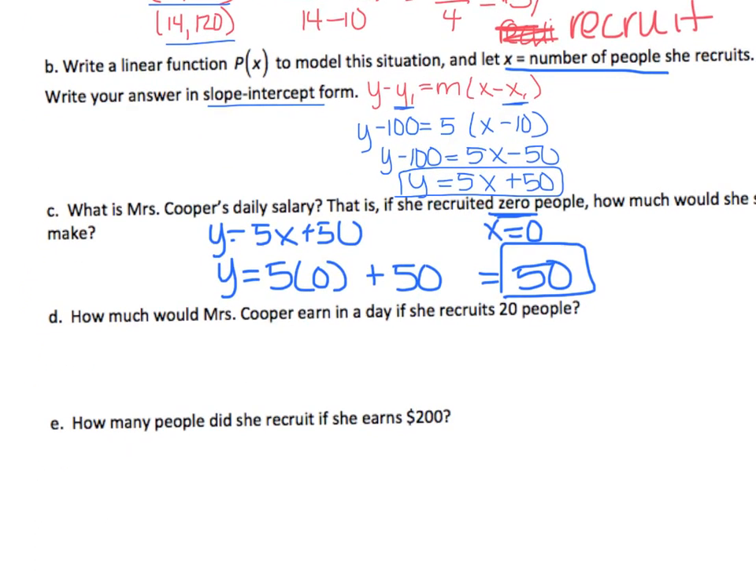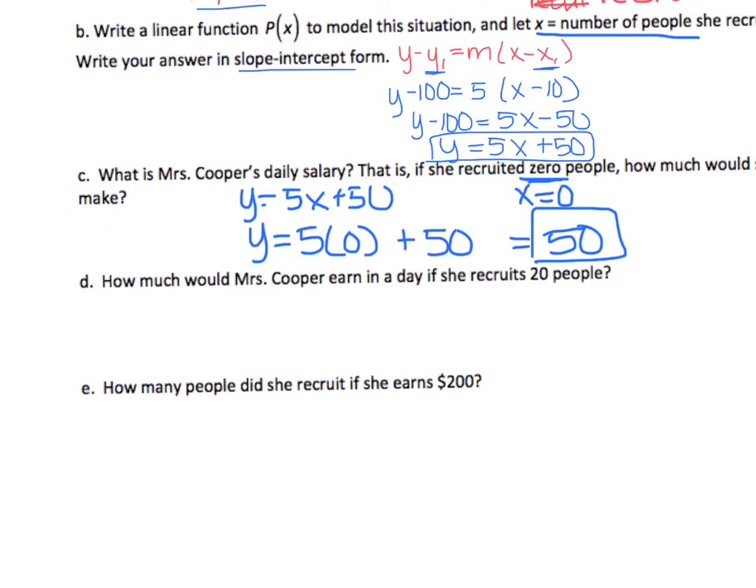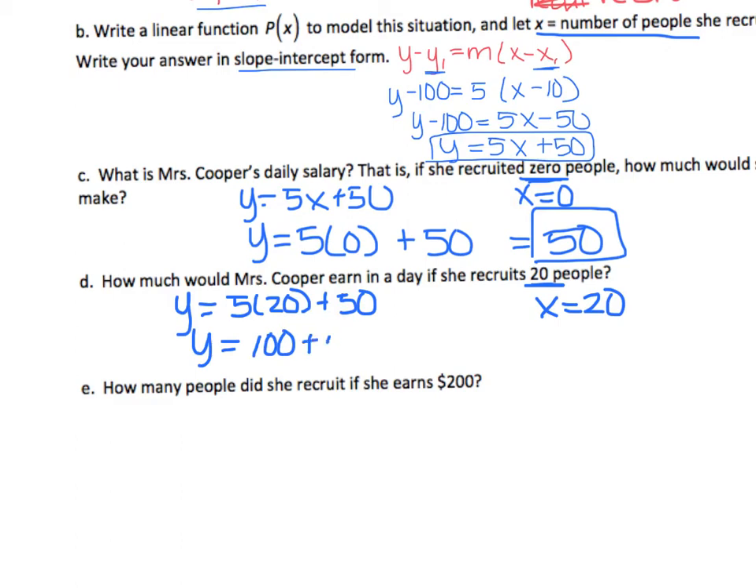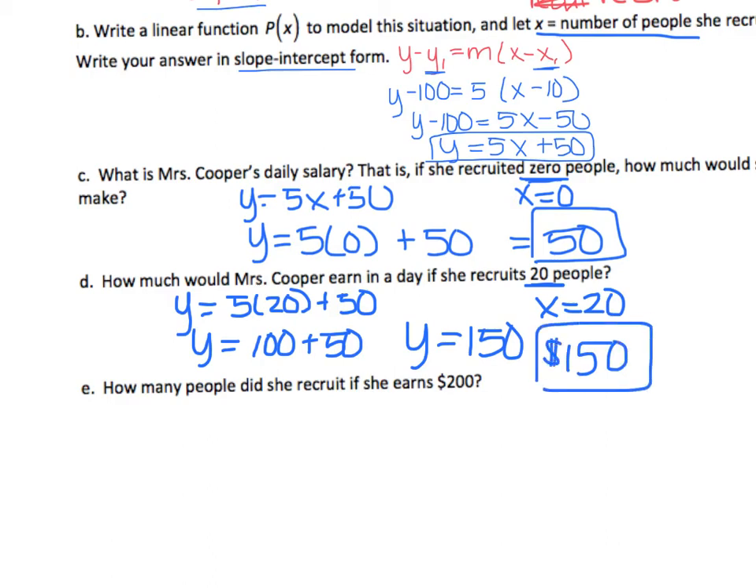Now D says, how much would Mrs. Cooper earn in a day if she recruits 20 people? Go ahead and pause this and try this one based on how we did C. I want you to try this one and then play it to check your answer. Okay, so hopefully you had enough time to pause this and play it. So here's how you would do this. So once again, 20 people, and x represents people. So I'm going to substitute in 20 for x. And then solve this. So y is going to equal 150. So if she recruits 20 people a day, she's going to make $150.